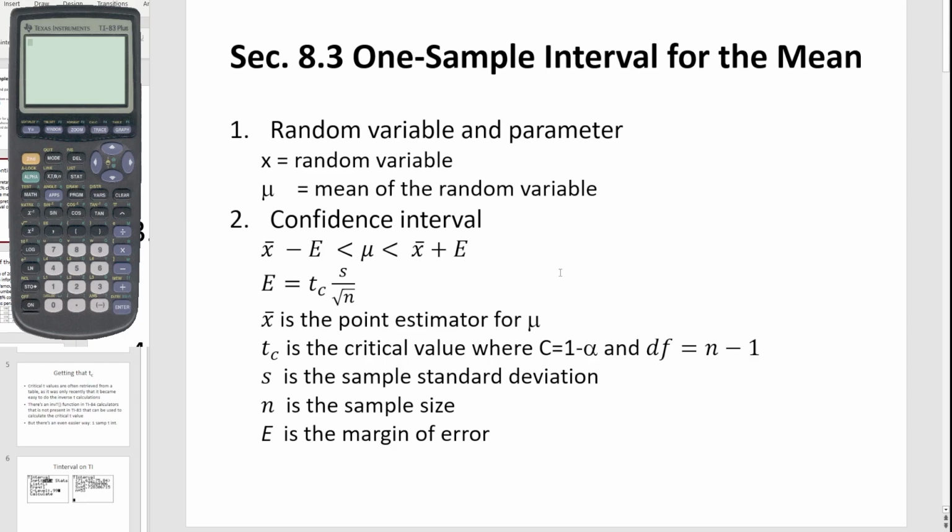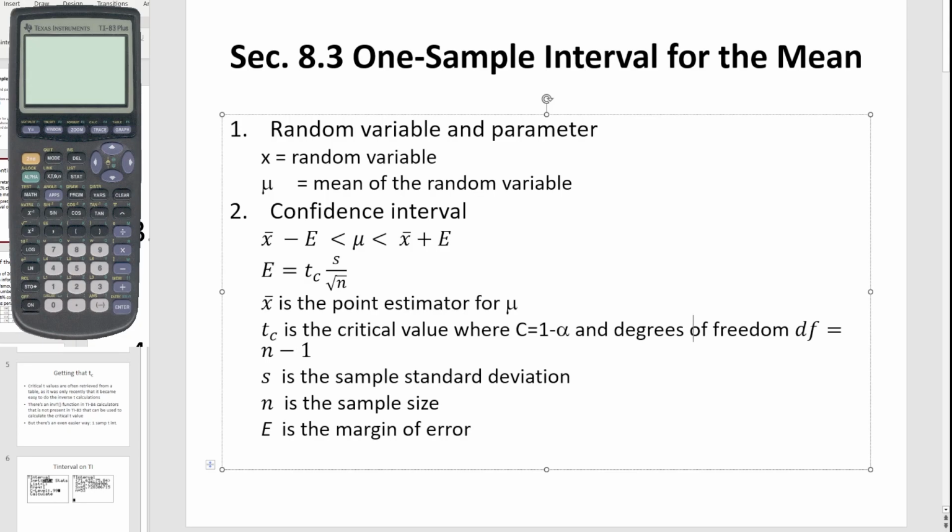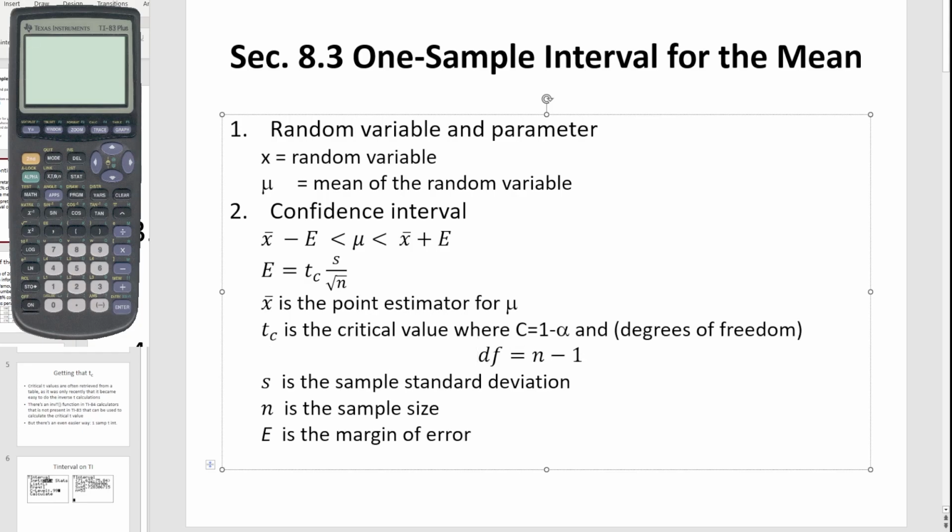Now we're looking at t sub c. This is a t critical value from students' t tables. This is a critical value where c is the confidence level, it's 1 minus alpha, and df, which stands for degrees of freedom, is n minus 1.